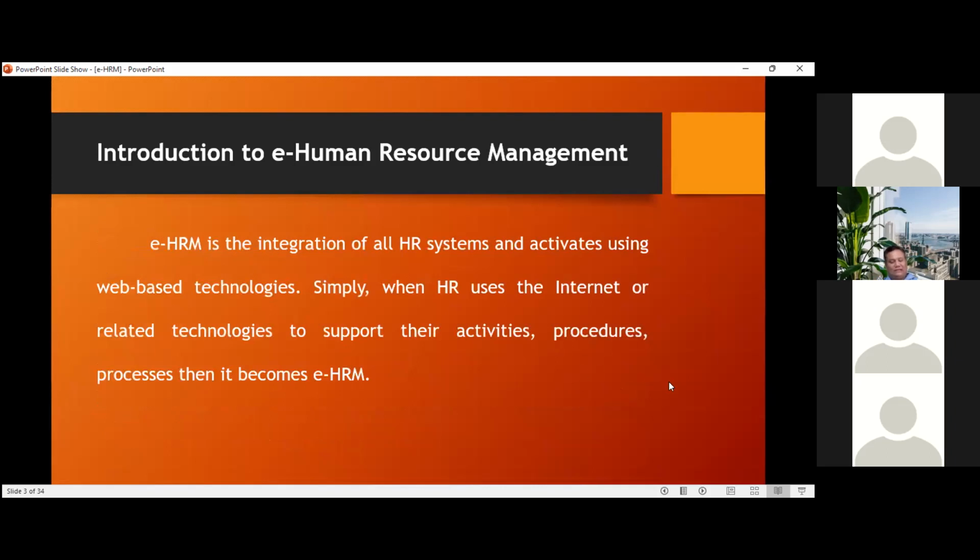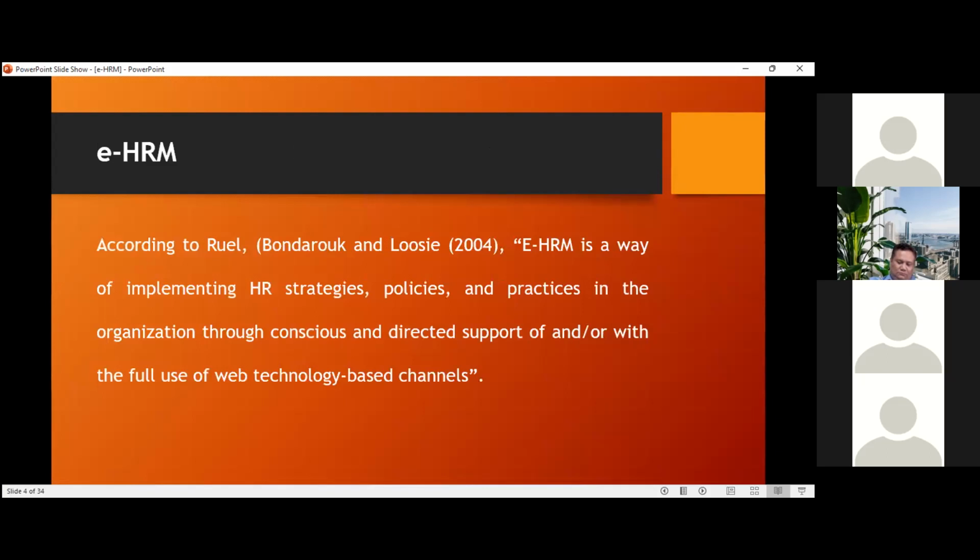So first, introduction to e-human resource management. EHRM is the integration of all HR systems and activities using web-based technologies. Simply, when HR uses the internet or related technologies to support their activities, procedures, and processes, then it becomes EHRM. So any transaction of human resource that involves the internet is considered as e-human resource management. According to Rowell, EHRM is a way of implementing HR strategies, policies, and practices in the organization through conscious and directed support of and/or with the full use of web technology-based channels.